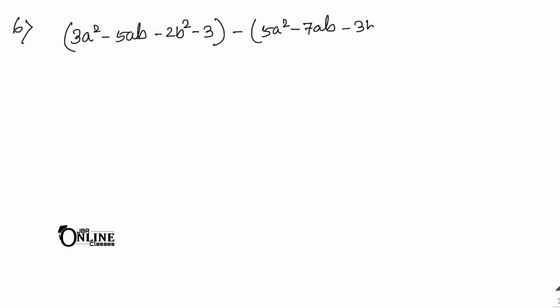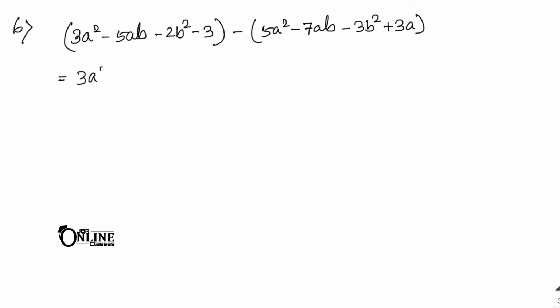Now sum number 6. What must be subtracted from this one to get this one? Okay, what must be subtracted from the first one to get the second one? So that means you can easily find your number by subtracting the second one from the first one. So here 3a square minus 5ab minus 2b square minus 3. So that is the first one, then minus the second one, 5a square minus 7ab minus 3b square plus 3a.